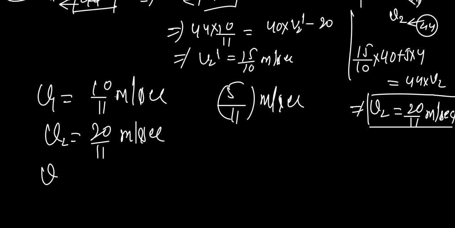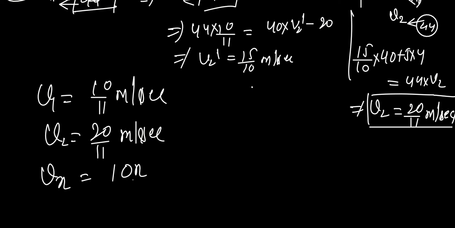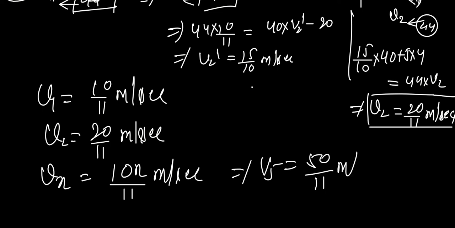So he had this ball, now he has thrown, then it has increased to 15 by 10. Now he has again caught the ball, and again it has increased by 5 by 10 more. So this is at first catch. So for nth catch, we can generalize it. For nth catch, it has a speed of 10n by 11 meter per second. So for fifth catch, it has the speed of 50 by 11 meter per second.